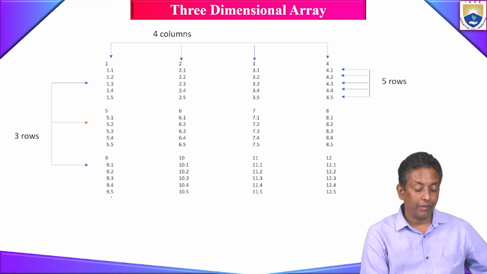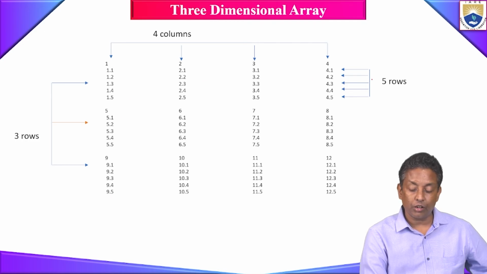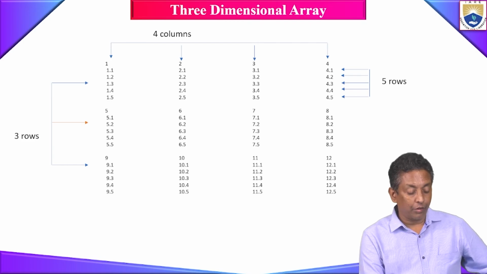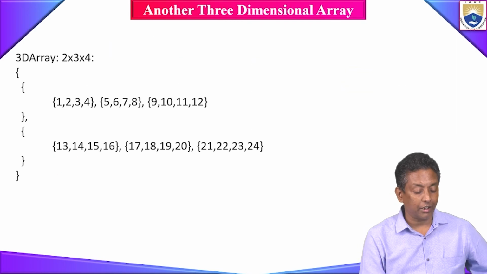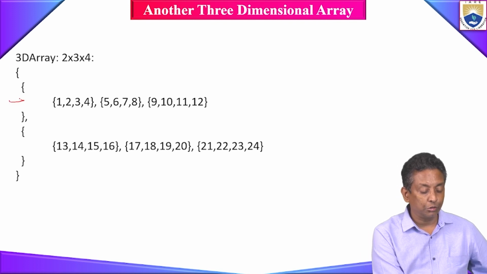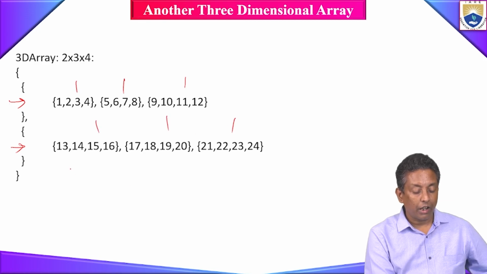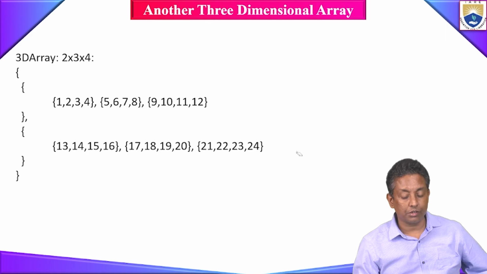3 rows. In each row, you want 4 columns. In each column, you want 5 rows. 3 rows, 4 columns, 5 rows. This is 2 by 3 by 4, and this is another array. 2 rows. In each row, we are having 3 columns. In each column, we are having 4 rows of values. 24 values.